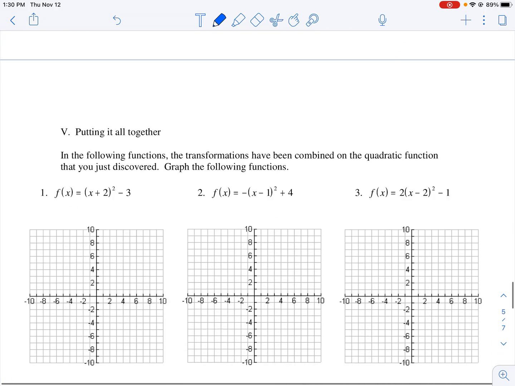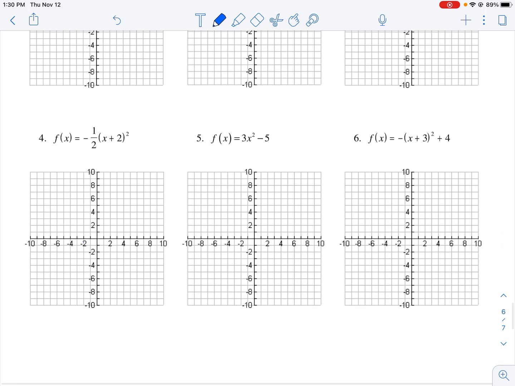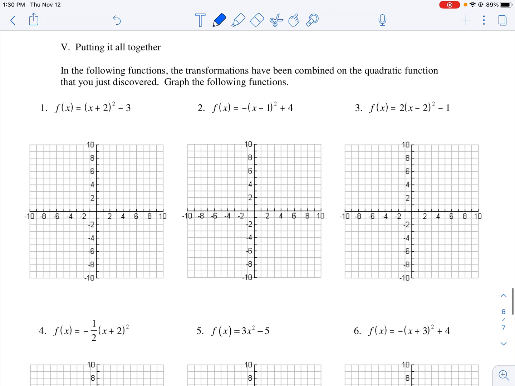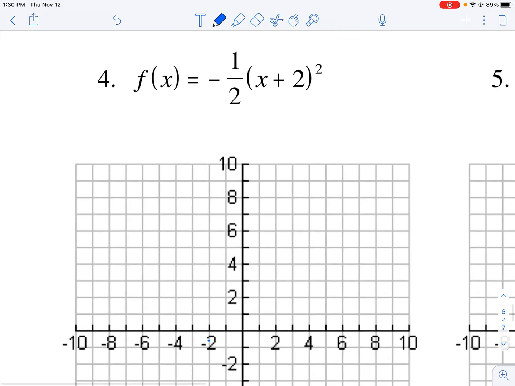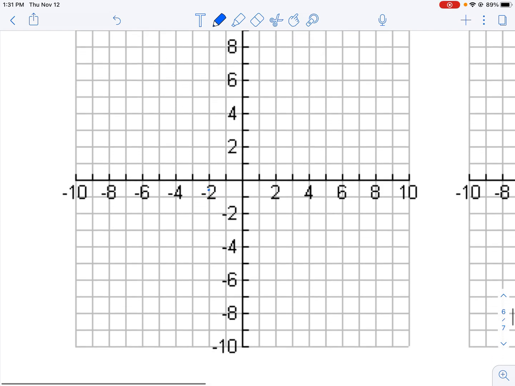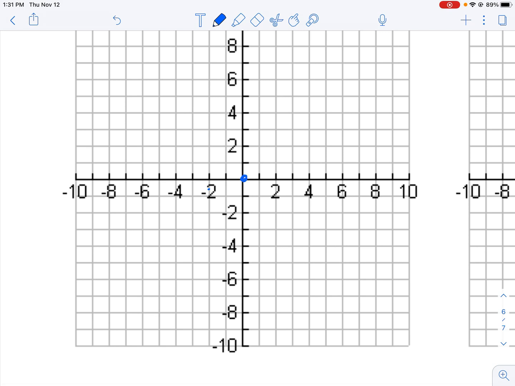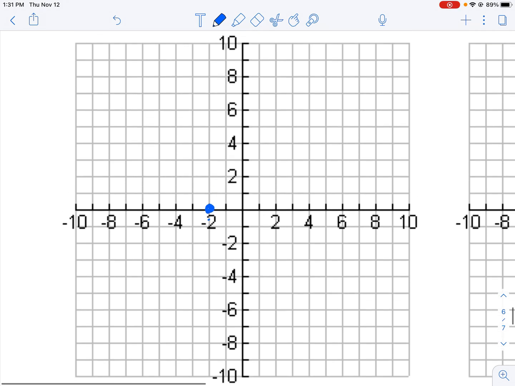So after you've seen those, let's jump to the ending here. And on the ending here, it gives you the function, and you're supposed to graph it. Let's do one where it has kind of a weird a value, like number 4. So here I see I have no k value, so it's like +0. So it's not going up and down at all. Instead, here it's got +2, and that's going to move it left 2 from the initial spot of starting at 0, 0. So I'm going to go left 2, which means my vertex is going to be here.